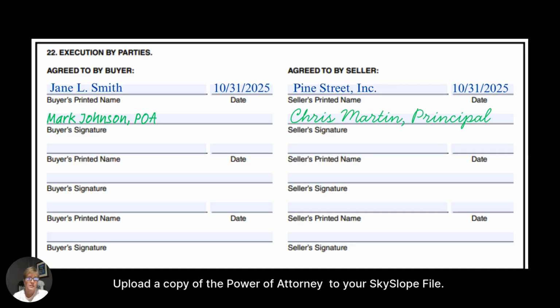In this instance, if Jane L. Smith wanted to purchase property and she gave her brother Mark as power of attorney the ability to sign on her behalf, there would be a power of attorney that would need to be uploaded into the SkySlope file. It also needs to be sent to title to make sure that it's sufficient to purchase property, and then we're good to go. In that case, since they're purchasing it as Jane L. Smith, that's how the buyer's name would be printed in the contract. But then the signatory in this case is going to be Mark Johnson as Jane's power of attorney. So Mark Johnson, POA.